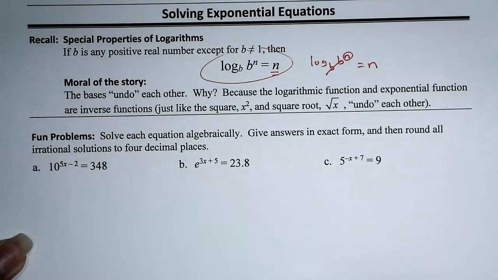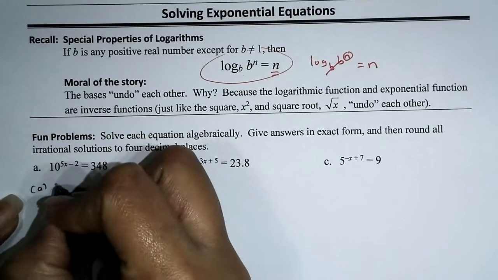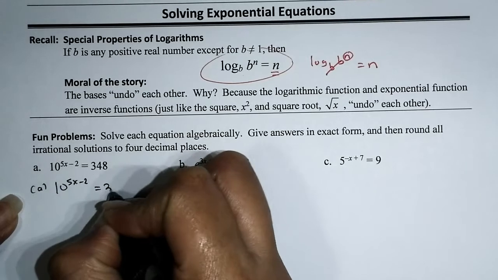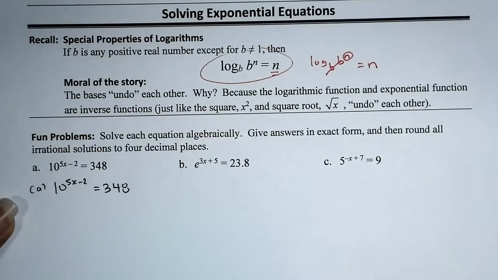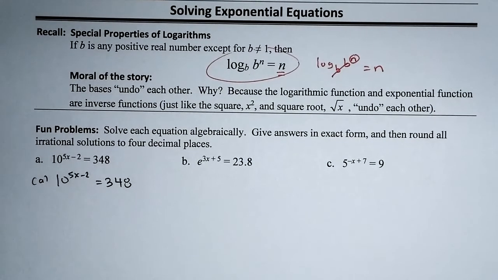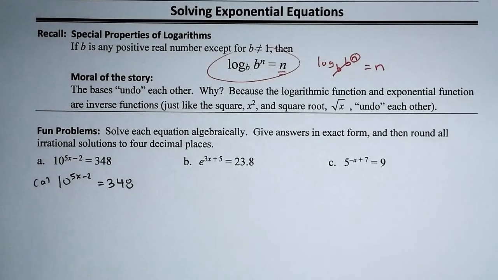So first fun problem, let's go ahead and write it. We have 10 raised to the 5x minus 2 is equal to 348. So we have another exponential equation because we have a variable in the exponent, and the question is, how are we going to solve it? It would be really nice if we can easily fix it so the left and right side are in terms of the same base, but sometimes nice doesn't happen.